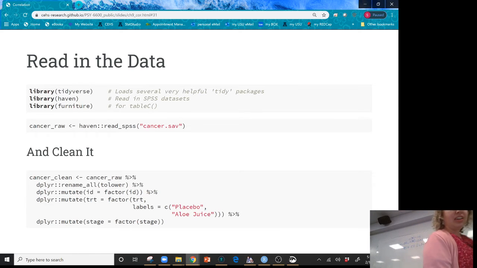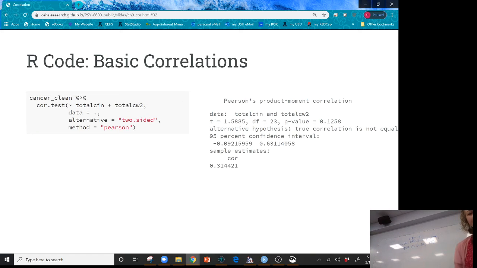Okay, let's see some more examples. This is the cancer data set. We've seen it before. Reading it into R. Okay, so let's see. The name of the data set is Cancer Clean. We're going to test the correlation between two variables. Do we remember what these variables were? This first one is the total oral condition at intake, and this is the oral condition at week 2. So it's baseline and week 2 values. Data equals dot, alternative equals two-sided. You can do a one-sided, but the default is to do two-sided, and the default is to do Pearson's.